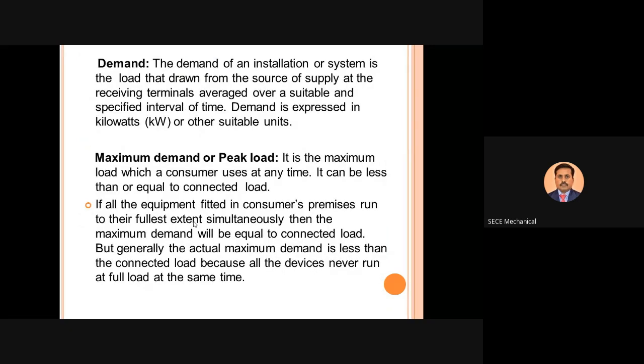What is meant by connected load? Any doubt in this connected load, students? No doubt, sir. Okay, next we are moving to demand.